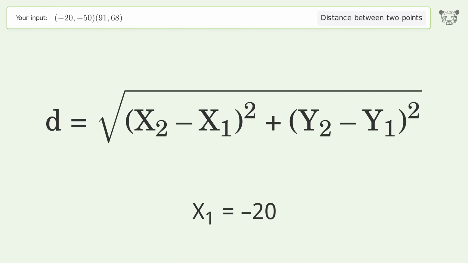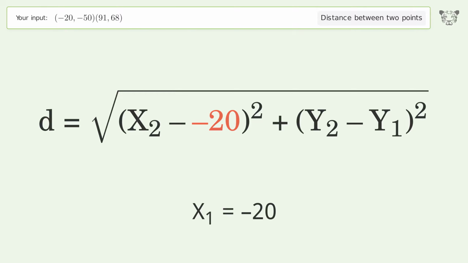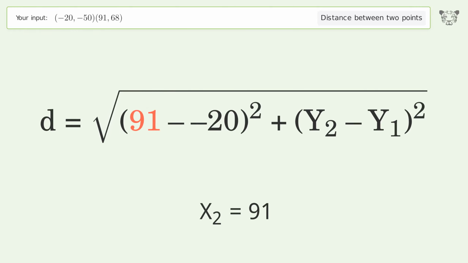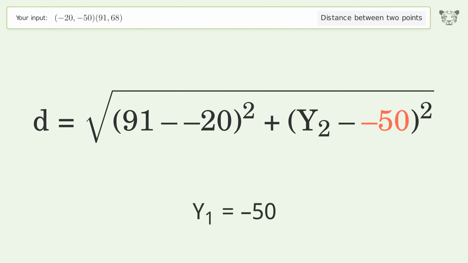x1 equals -20. x2 equals 91. y1 equals -50. y2 equals 68.